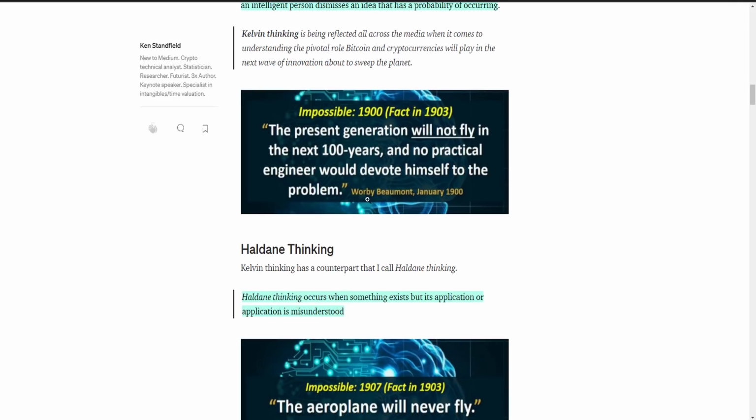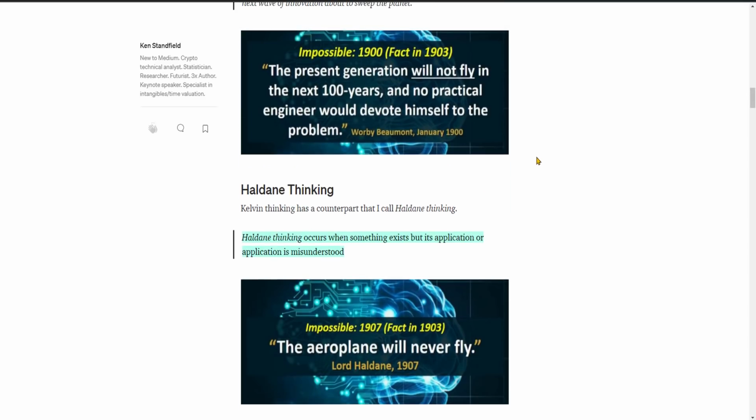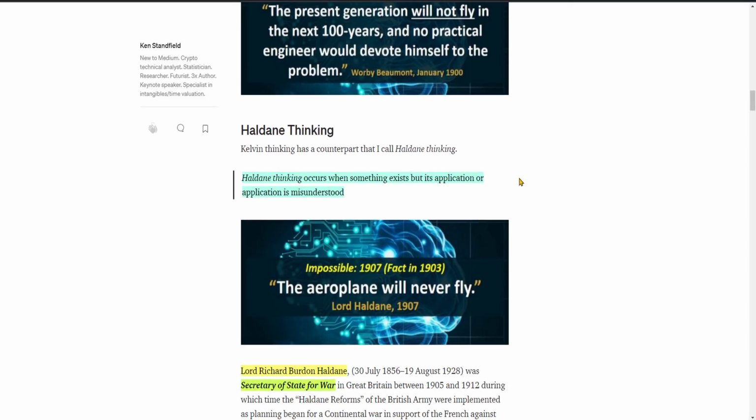Here, Werby Beaumont in January of 1900: the present generation will not fly in the next 100 years, and no practical engineer would devote himself or herself to the problem. Now, that's just a bit of fun.